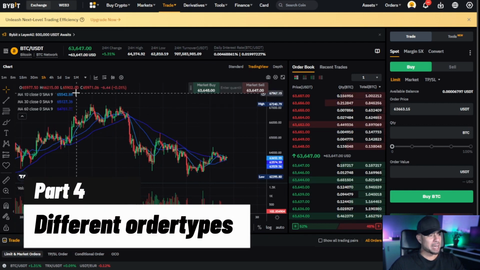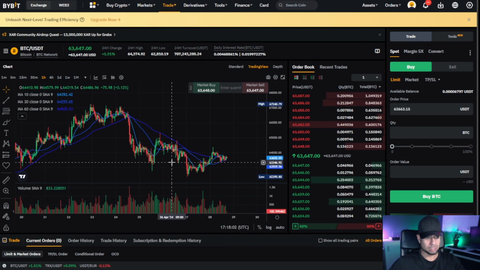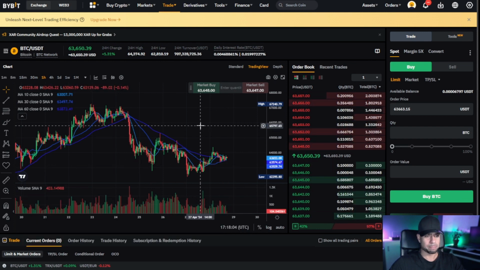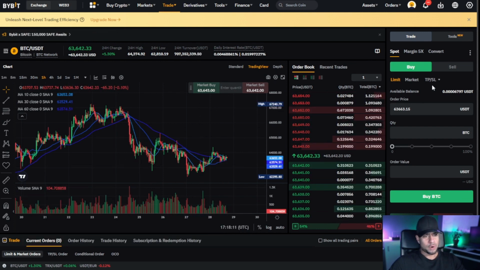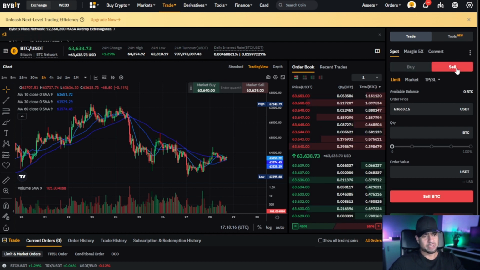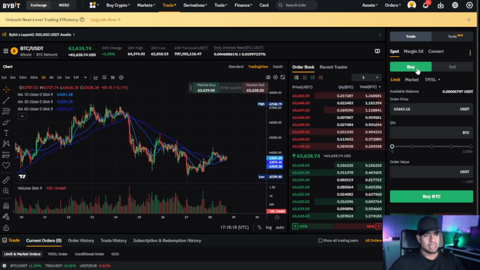And let's talk a little bit about how this panel works, all right? So how do you buy, how do you sell on the spot account? First and foremost, what do you have here? You have a buy button and a sell button. To sell BTC, you have to own BTC actually. So let's say you want to buy BTC. You can buy it either with a limit order or with a market order.